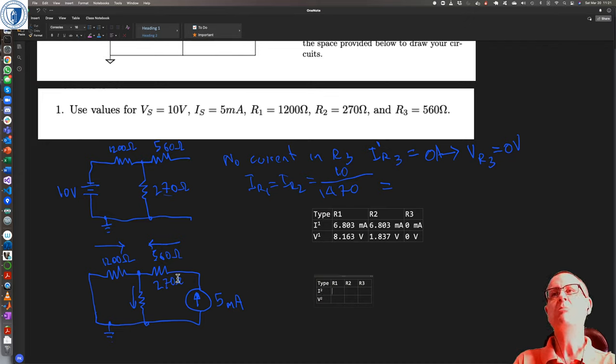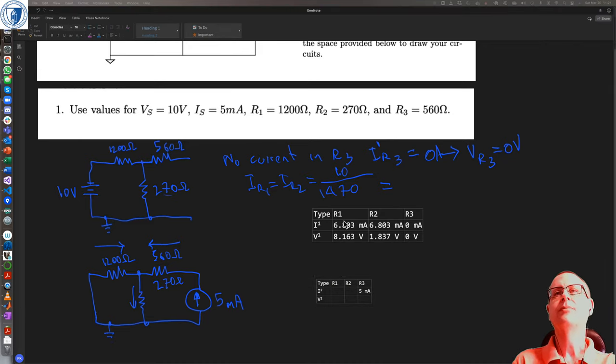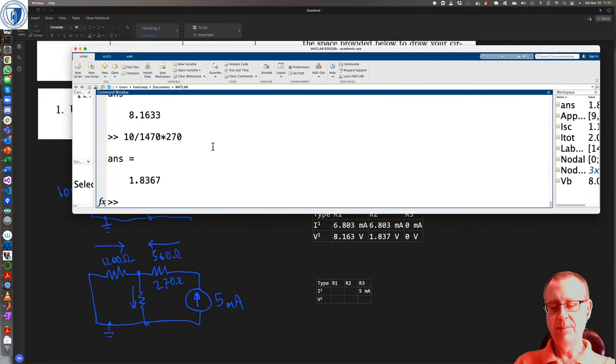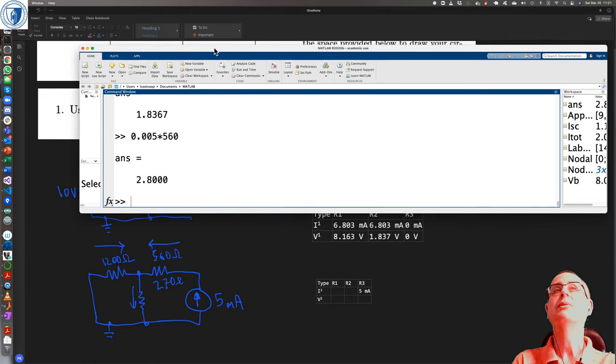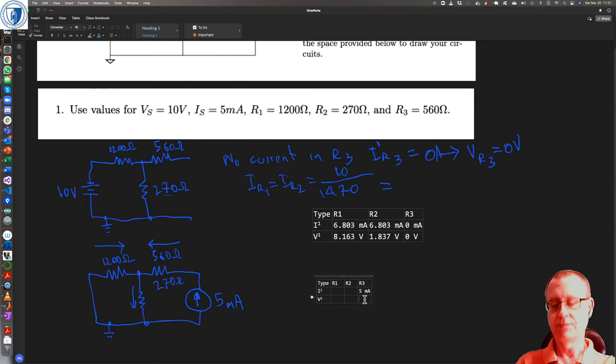So now we know immediately what IR3 is, right? IR3 has to be 5 milliamps. And that also means we know immediately what VR3 is, right? VR3 has to be 5 milliamps times 560. Let's just grab MATLAB. So 5 milliamps times 560 ohms is 2.8 volts. Okay, and then we've got a bit of calculation to do.